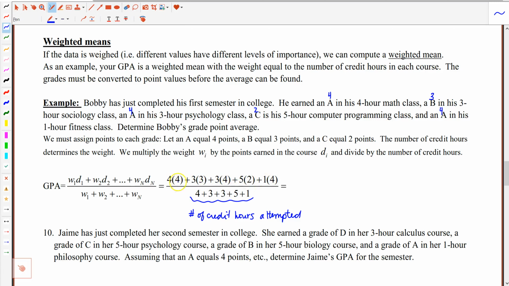So if you were to go ahead and multiply these things and then add all those values up, you should be getting that your numerator is going to be 51 over the number of credit hours attempted that semester, which was 16 hours. So if you do this division, we get 3.1875, and GPA is usually rounded to either 2 or 3 decimal places. So for instance, if I round this to 2 decimal places, this would be 3.19.